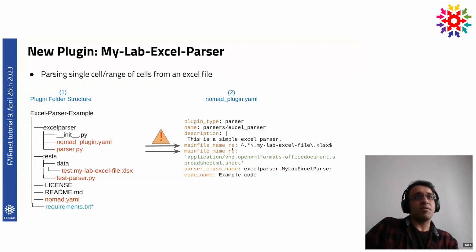In this case, for this specific parser, I'm making a convention, my own lab standard. I'm calling it My-Lab-Excel-File.xlsx. This is the convention I'm making. You can make your own convention standard for your lab. Also, there is the MIME type, which should match the type of your Excel file.